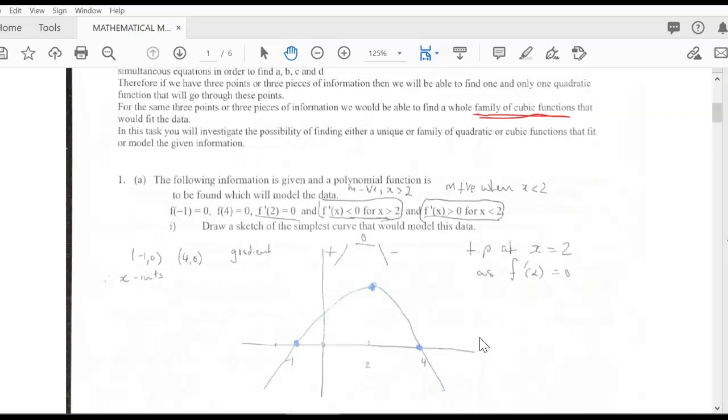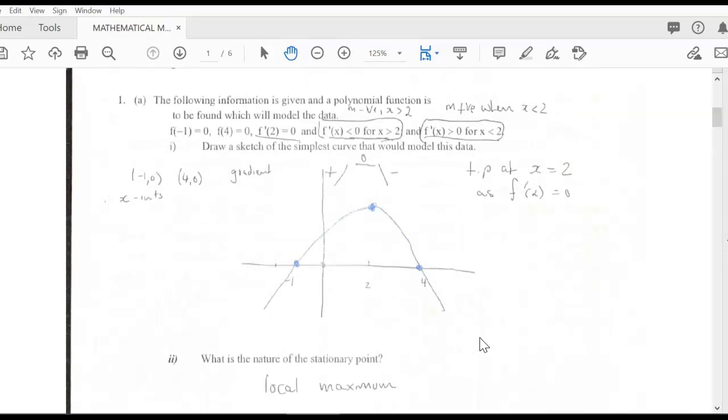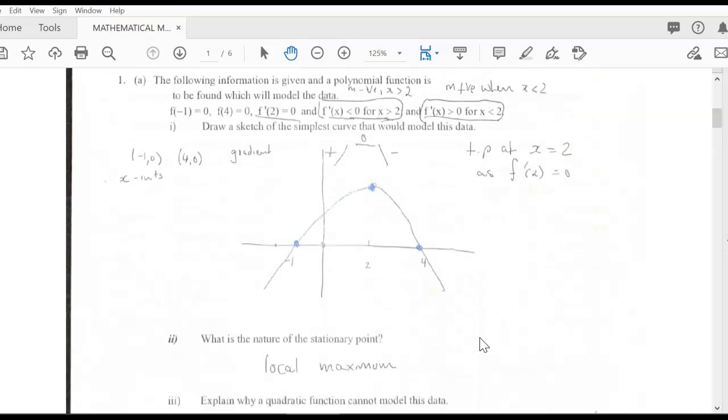All right, so question 1. All the answers have been done already, so I don't have to worry about my messy handwriting. The following information is given and a polynomial function is to be found, which will model the data. Remember, a polynomial isn't necessarily a quadratic. It could be a cubic, could be a quartic, and so on.